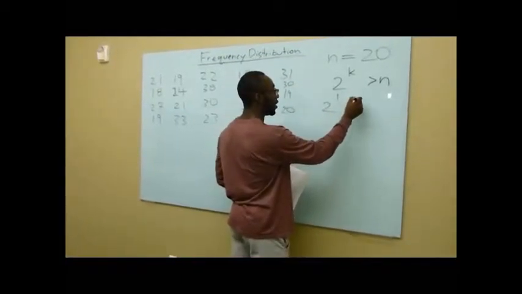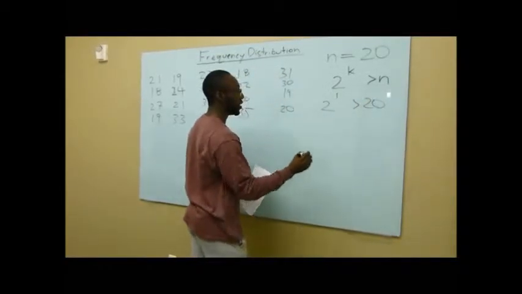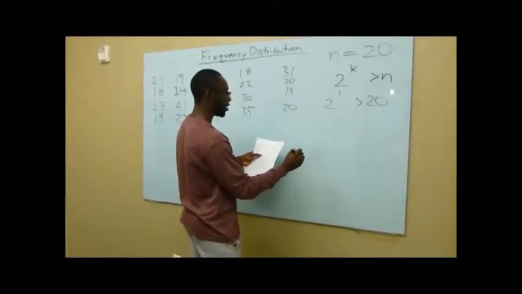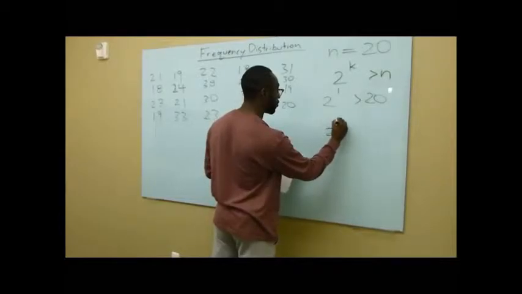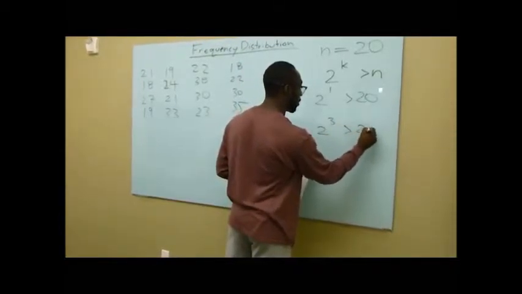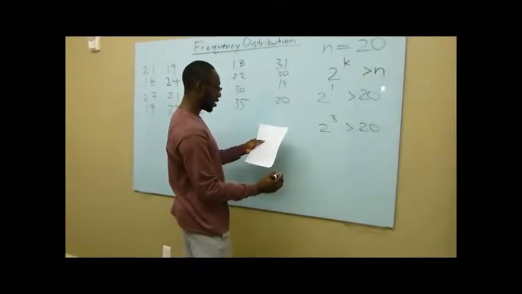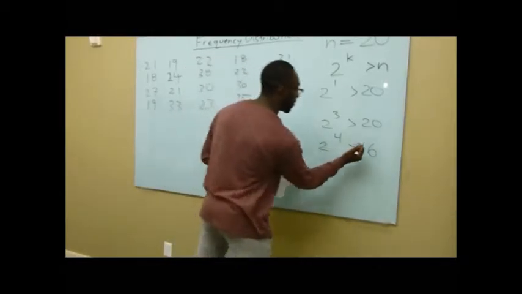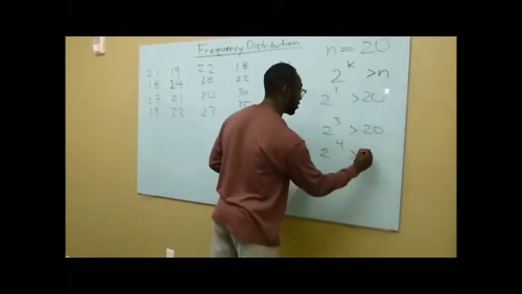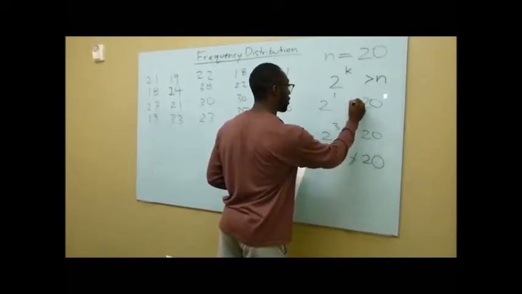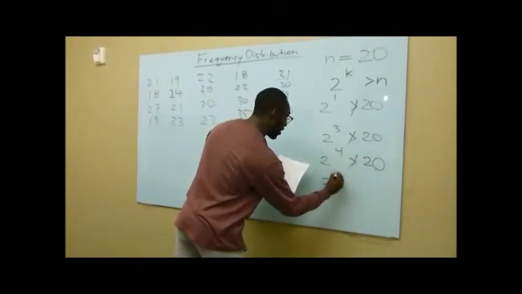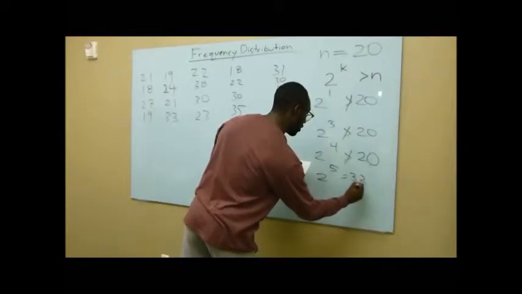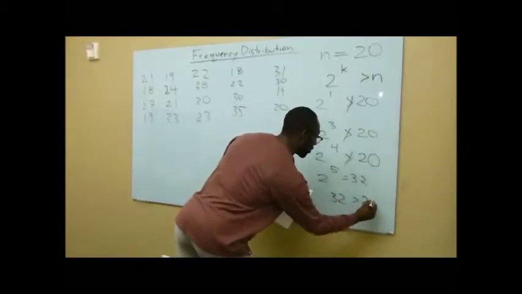2 to the power of 1 is not greater than 20, so we need to find the right number. Let's skip down to 2 to the power of 3. That is still not greater than 20 because 2 to the power of 3 is 8. We can try 2 to the power of 4, which equals 16, so it's not greater than 20. These do not exceed 20. But 2 to the power of 5 seems to be our winner because it equals 32, and 32 is greater than 20.